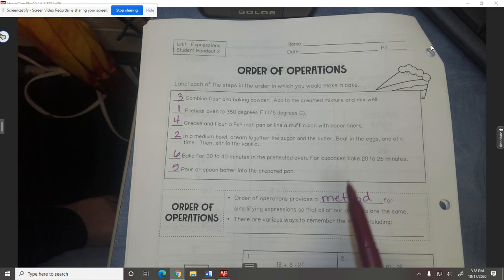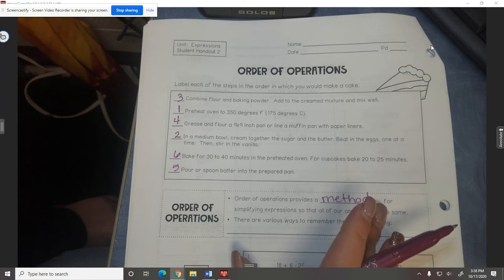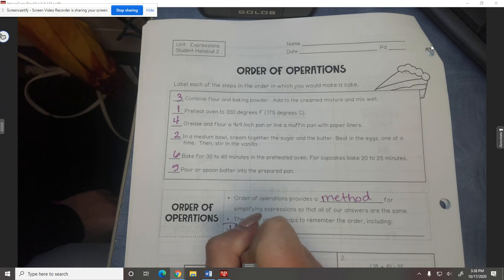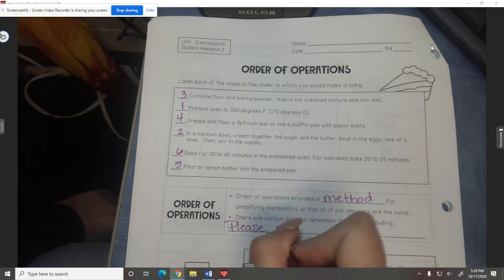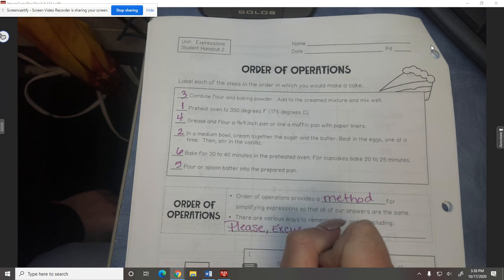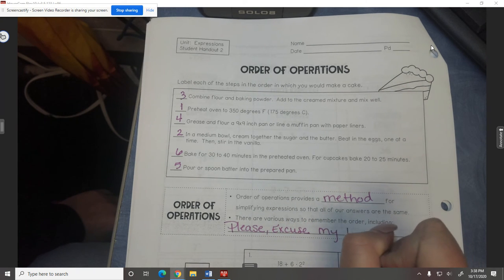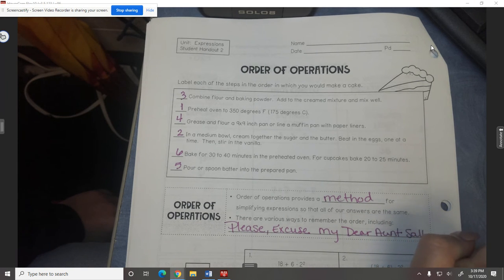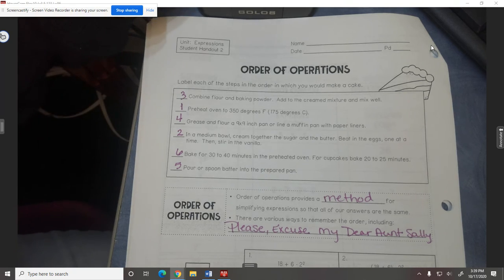So as I'm filling these notes out, you need to be filling yours out as well. If you don't have your paper packet yet, then you need to be either making notes on a piece of notebook paper, or when you get your paper packet, go back and fill those notes in. But anyway, it provides a method for us. There are various ways to remember the order. So we have this mnemonic. I don't know if you can remember it, but it starts with a P for order of operations. Please. Do you remember it now? Excuse my dear Aunt Sally. Okay, you may remember that now. Please excuse my dear Aunt Sally.